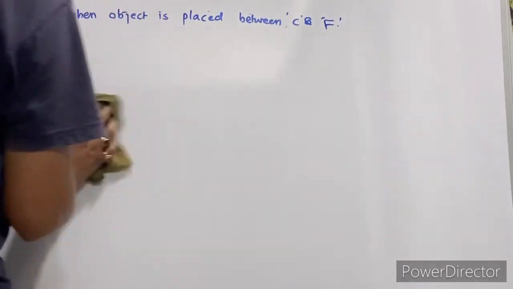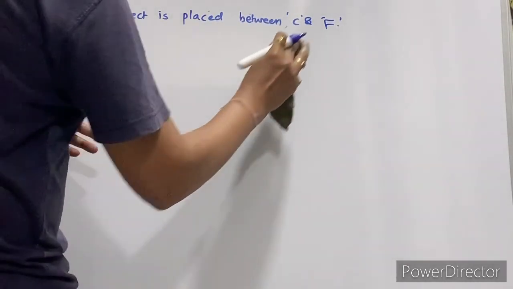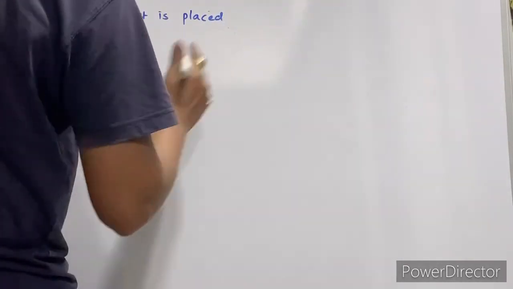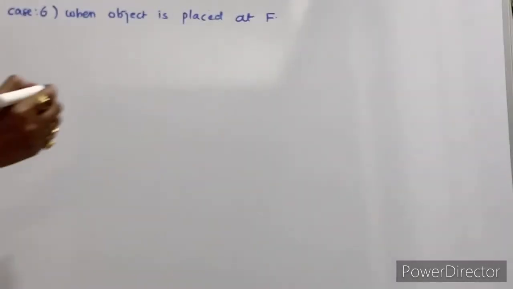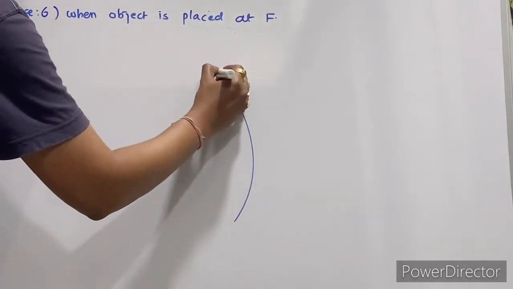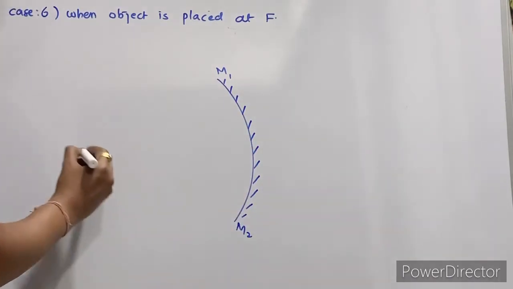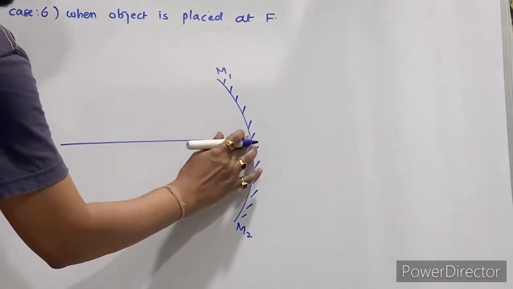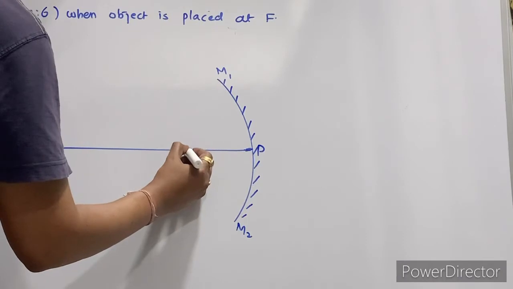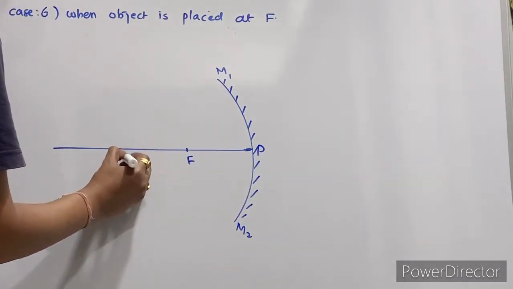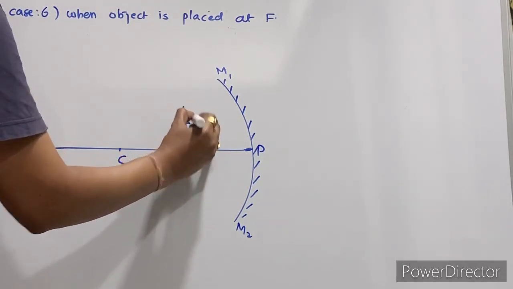Now we'll go with case 6. In case 6, the object is placed at F. So here, this is my concave mirror. I will write M1, M2 is my concave mirror. Right? This is a pole. This is the principal axis. This is pole. This is your focus. This is your C. Now my object is over here. This is my object AB.